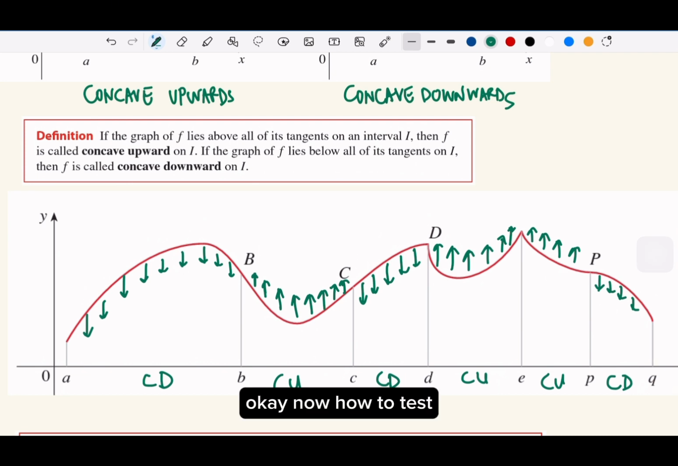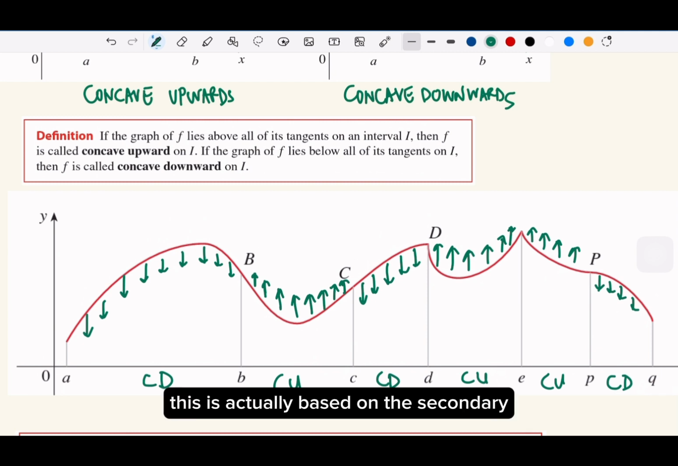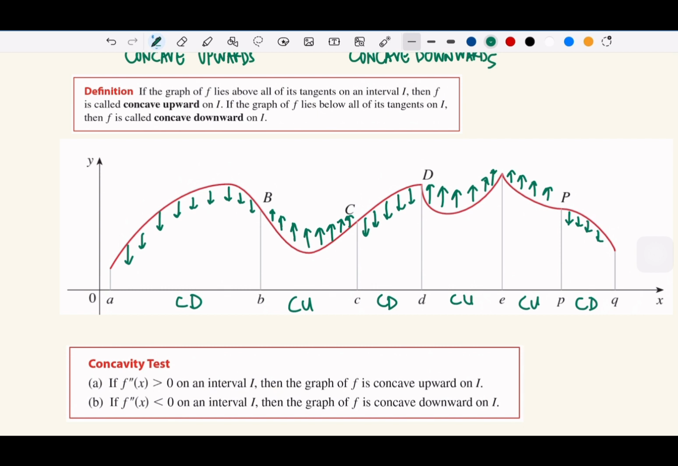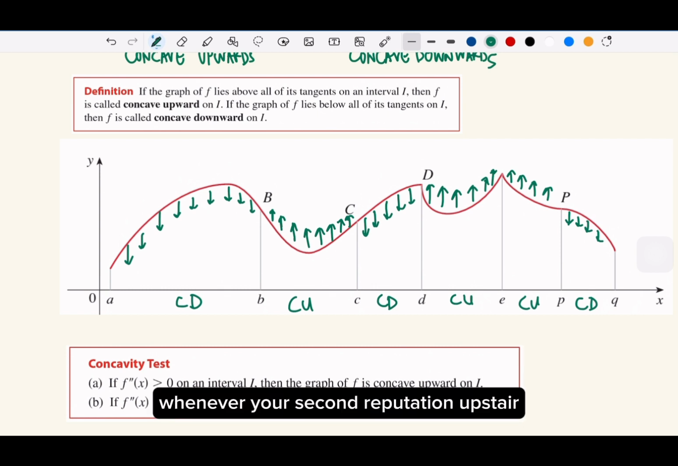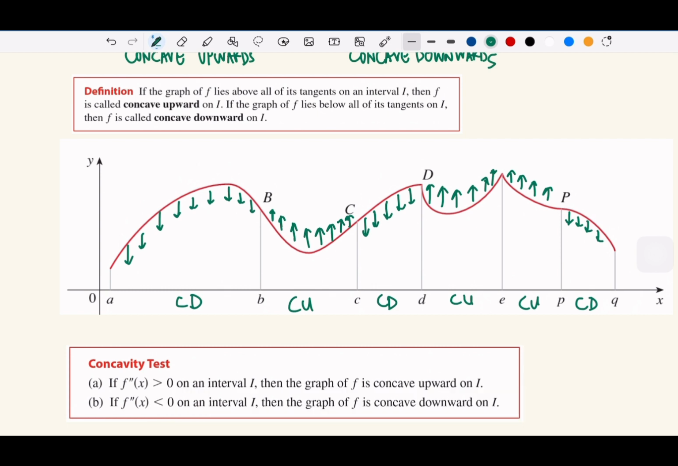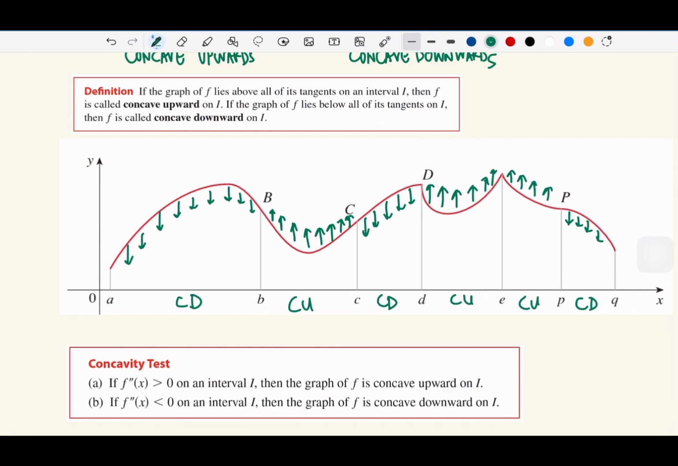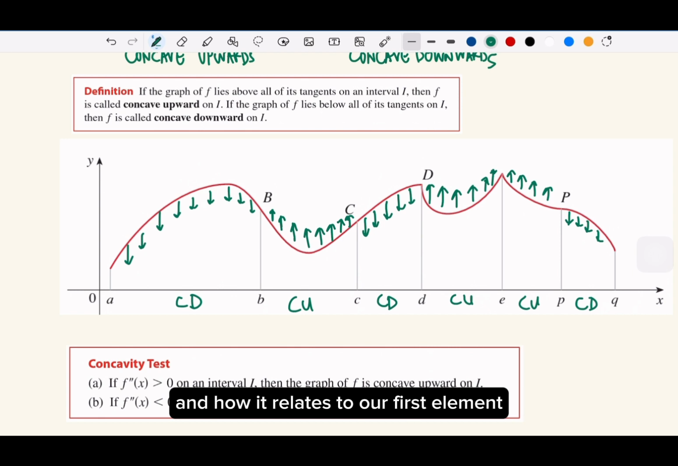Okay, now how to test this is actually based on the second derivative. Whenever your second derivative is positive, we are going to have concave upward. Whenever the second derivative is negative, we are going to have concave downward. So upward is for positive, downward is for negative. So what does that mean and how does it relate to our first derivative?